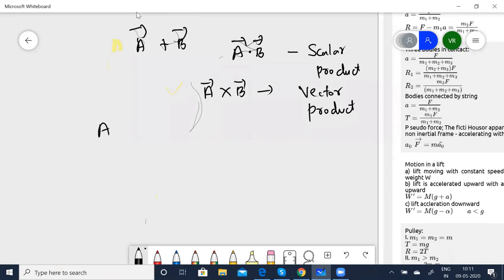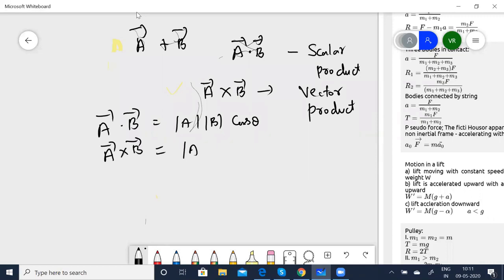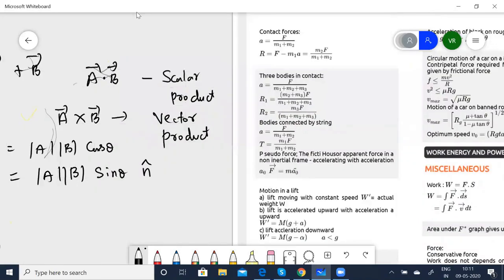So the formula for A dot B is modulus of A, modulus of B, cos theta. And A cross B, the vector multiplication, is going to be modulus of A, modulus of B, sine theta, n cap, where n cap is the unit vector perpendicular to this. Now coming back to the projections.